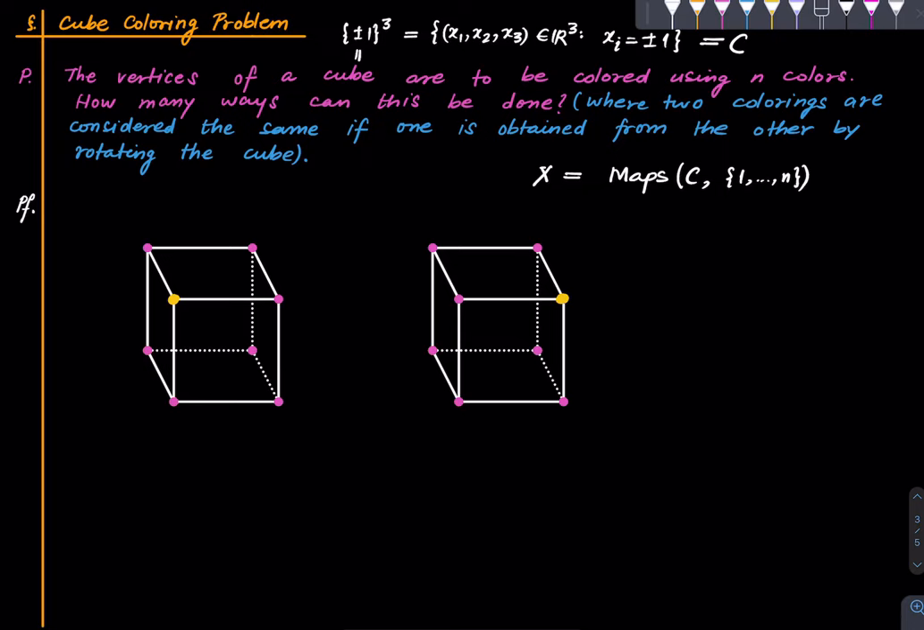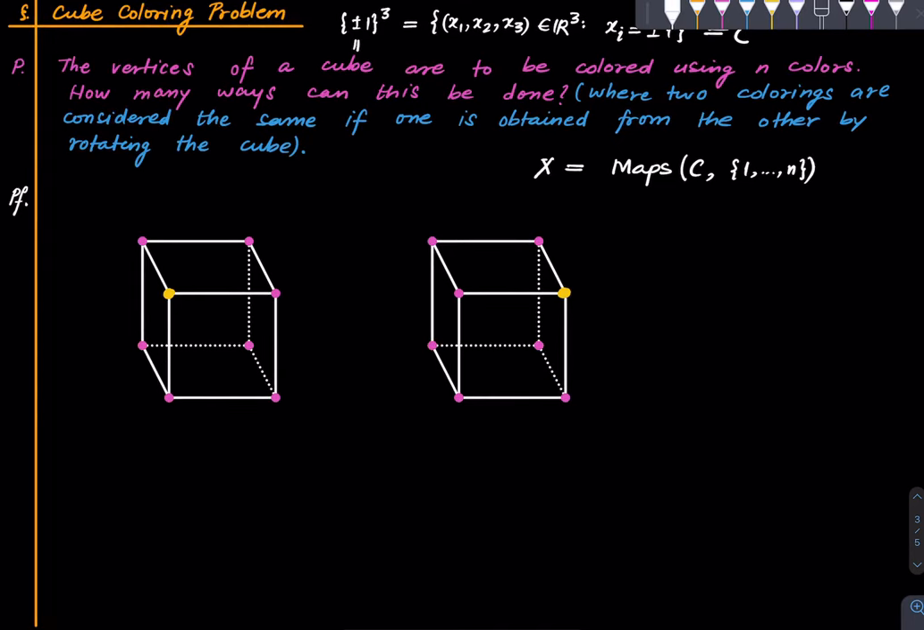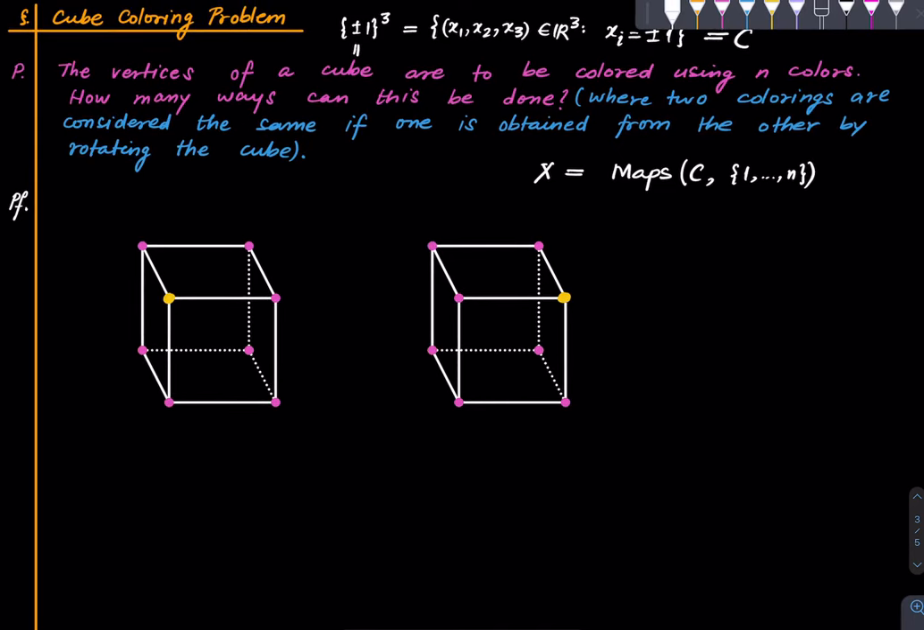Right now it's unconstrained. And now what we'll do is we'll act on it by the group of rotations of the cube. So G, the group, is defined as those elements T of SO(3) such that T(v) belongs to C for all v belonging to C.